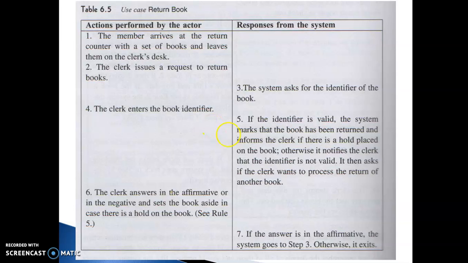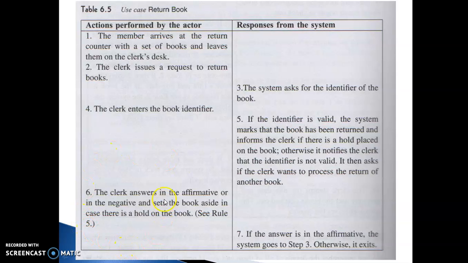Here in our case, what you usually do is the barcode will be scanned. If the identifier is valid, the system marks the book as returned. So if that barcode is valid, then it will be returned, and informs the clerk if there is a hold placed on the book. Placing a hold means that if you have requested for that particular book to continue for some more time, that is called placing a hold on a book. Otherwise, it notifies the clerk that the identifier is valid. If it is not a valid one, then it tells the clerk that it's not a valid one.